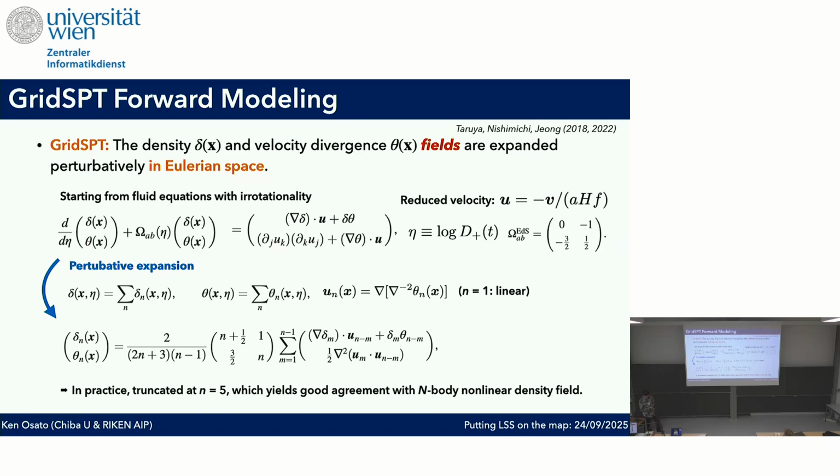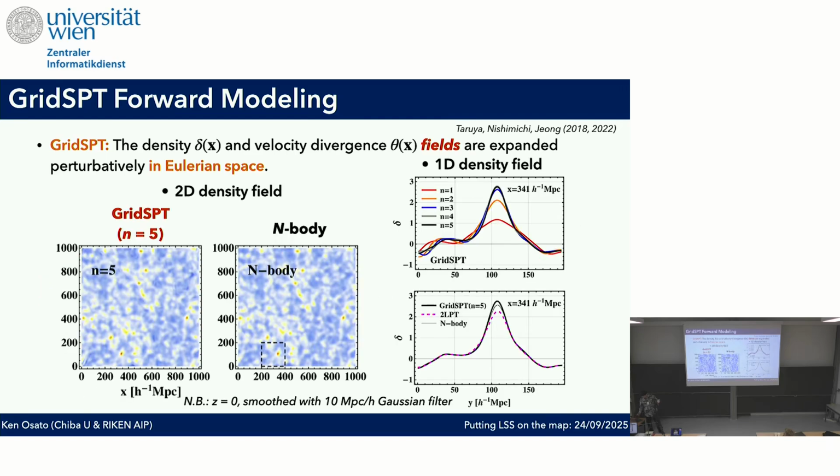That ensures that the computation can be done within reasonable time. In practice we truncate at n equals 5, which reliably gives a good match with the N-body nonlinear density field. This is the result: a slice of the density field compared with the N-body nonlinear density field. The left one is GridSPT and the right one is the N-body density field. By eye it looks fine, but we can also look at the 1D density field, for example this high density peak. This is the GridSPT result.